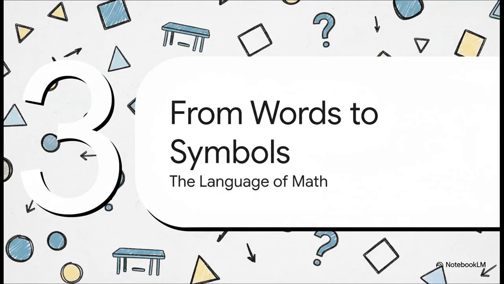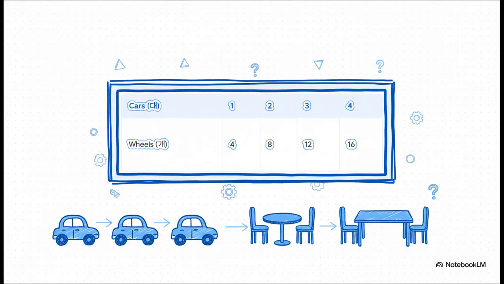Okay, so we've got the hang of this in plain English. Now for the fun part. Let's take these ideas and translate them into the super powerful language of math, using symbols. Let's look at a new one. Think about cars and wheels, right? One car, 4 wheels. Two cars, 8 wheels. 3 cars, 12. You see where this is going? So what's the hidden rule this time? Yep, you got it. It's multiplication again.